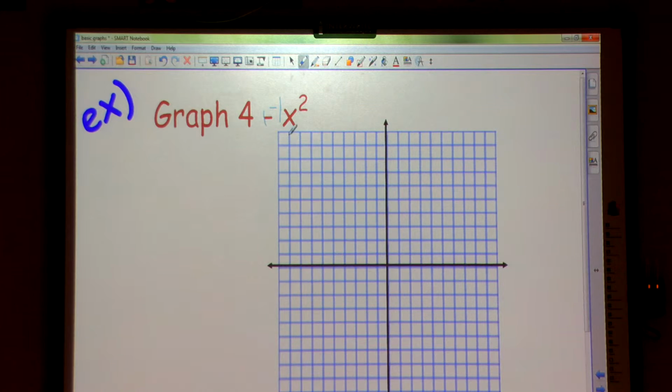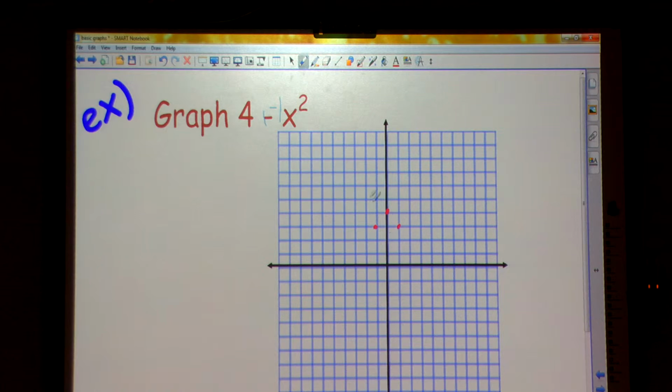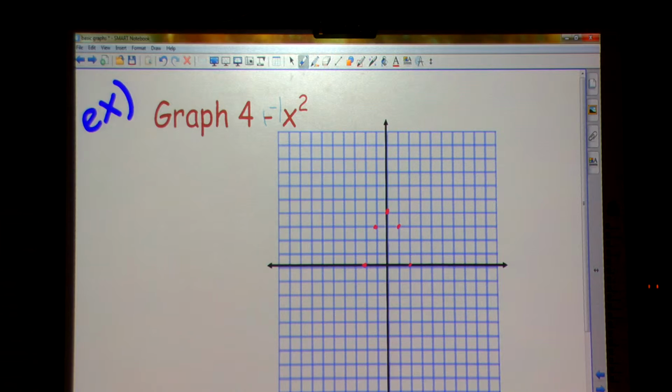At 0, I know I'm at 4. At 1, I know I'm at 3. And we know it's symmetric. So negative 1, same thing. At 2, I'm at 0. Same with negative 2. At 3, I have 4 minus 9, so that's negative 5. Same with this way. And let's go ahead and, of course, you guys can do this a little easier than I can on the board.